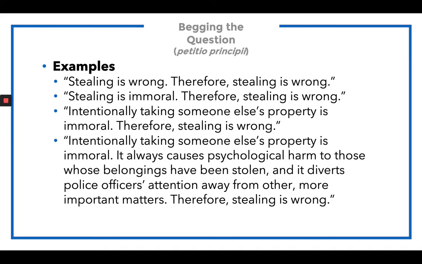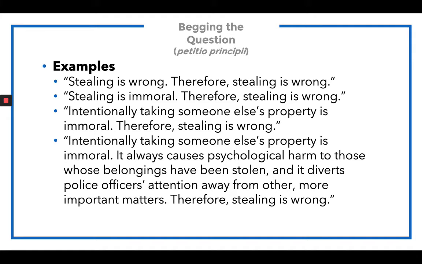Here's one final example. Intentionally taking someone else's property is immoral. It always causes psychological harm to those whose belongings have been stolen, and it diverts police officers' attention away from other more important matters. Therefore, stealing is wrong. Now, what I've done is give the same premise that I gave last time, but I've added some other premises in, and then I've given the conclusion.